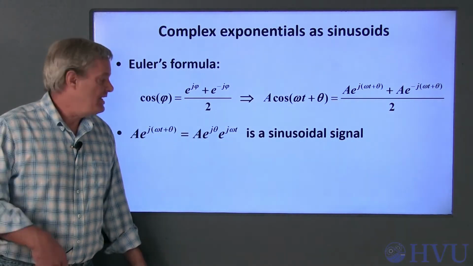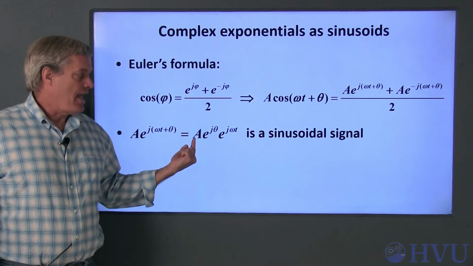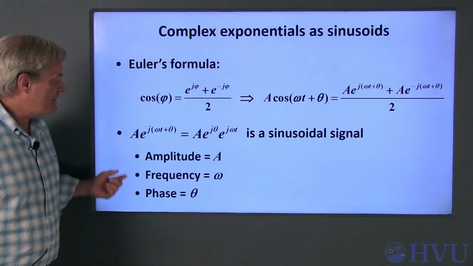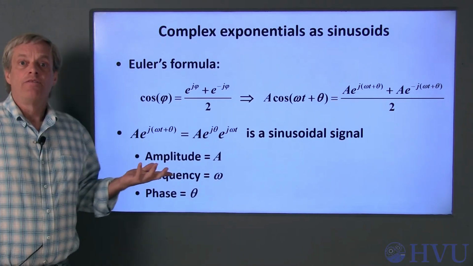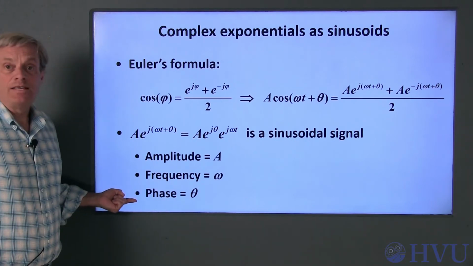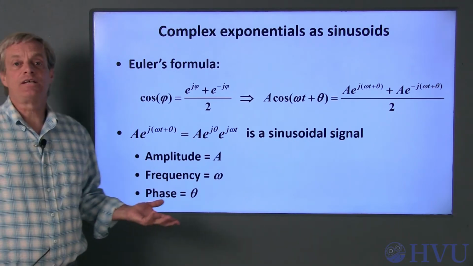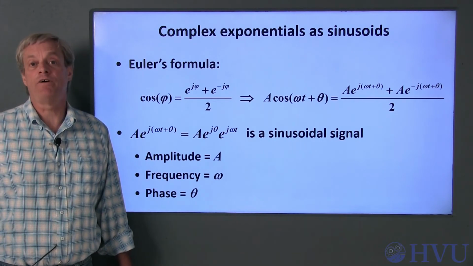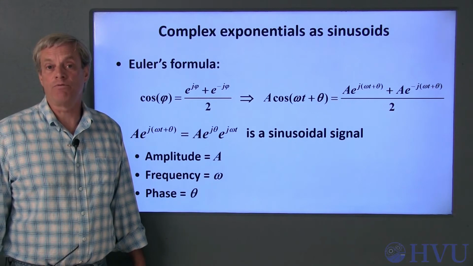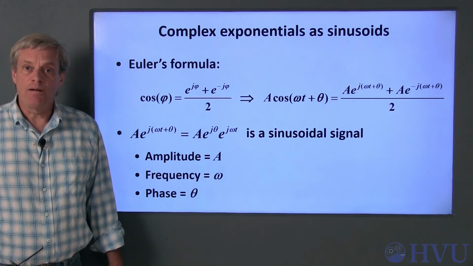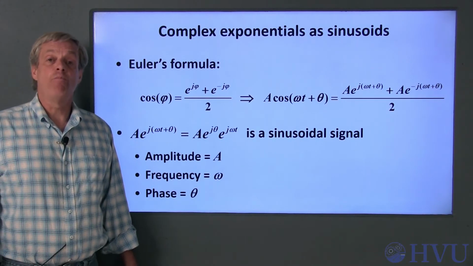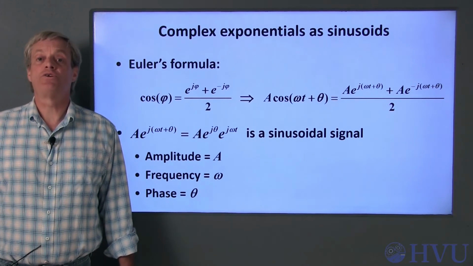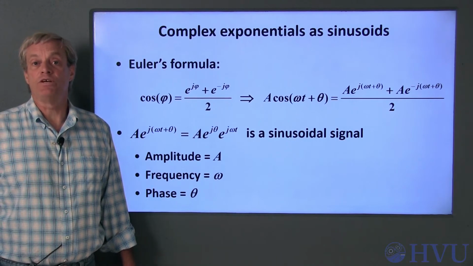If we factor out the e to the j theta, we get A e to the j theta times e to the j omega t. A is the amplitude of a sinusoid, the frequency is omega, and the phase angle is theta. Complex exponentials, sine, and cosine forcing functions all have the same effect on the particular solution to a differential equation. If the input is a complex exponential with some frequency omega, the particular solution, or the steady state response, will also be a complex exponential with frequency omega.